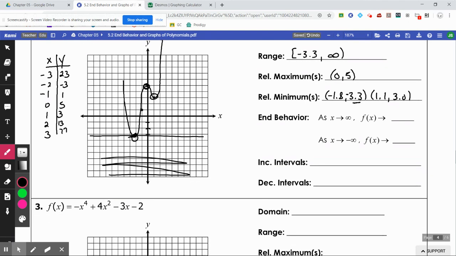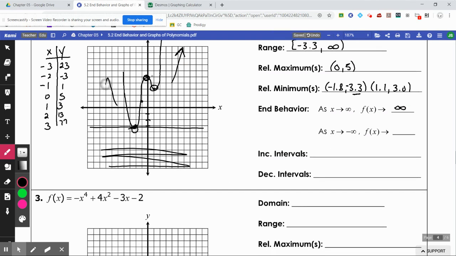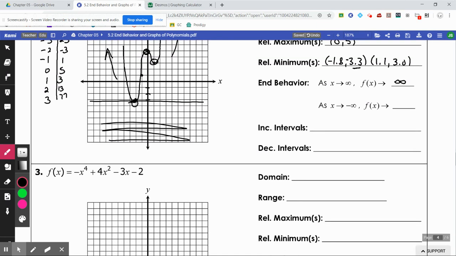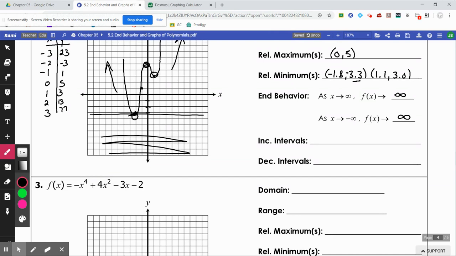Now let's talk about end behavior. As your graph goes to the right, look, it goes up. So as we approach positive infinity, my graph goes up. As we approach negative infinity, as we go to the left, my graph also goes up. So there you go. Your increasing and decreasing intervals, again, we're only concerned about x values here.